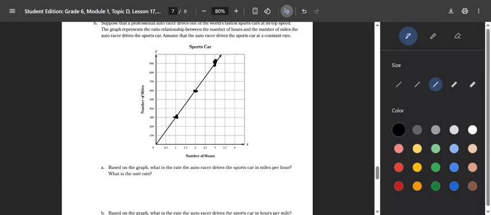So based on the graph, what is the rate the auto racer drives the sports car in miles per hour? So miles, how many miles in 1 hour? I can look here and see 1 hour, because this is the number of hours, and 300 miles. So the rate the auto racer drives the sports car is 300 miles per hour.